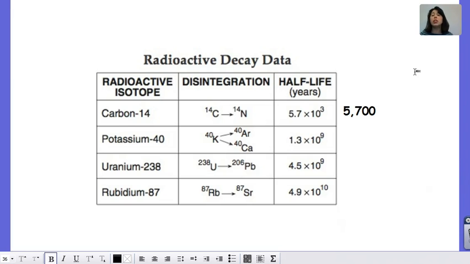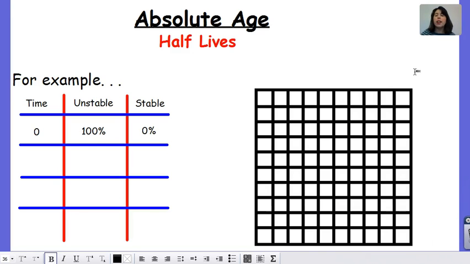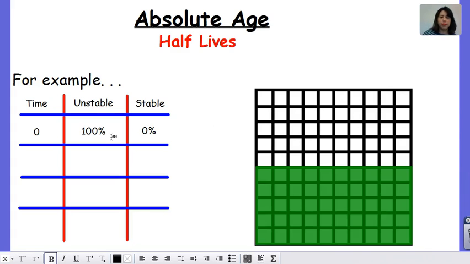5.7 times 10 to the third, which is 5,700 years. So when I look here, none of it is broken down. No time has passed. 100% of it is radioactive or unstable, and 0% is stable. Let's say now some time passes, or maybe I find a different one, and 0 half-lives have gone through here. Let's say I find a different sample, and I find that 50% of it has been broken down, represented by this green shading right here.